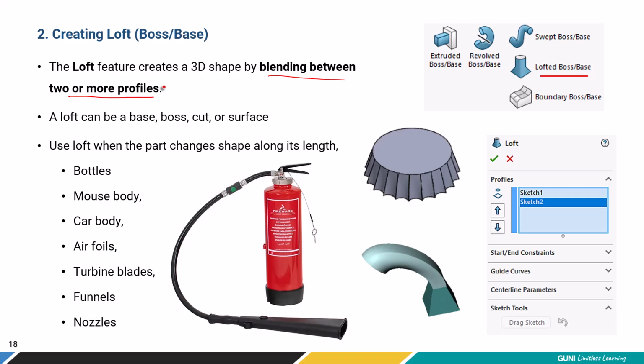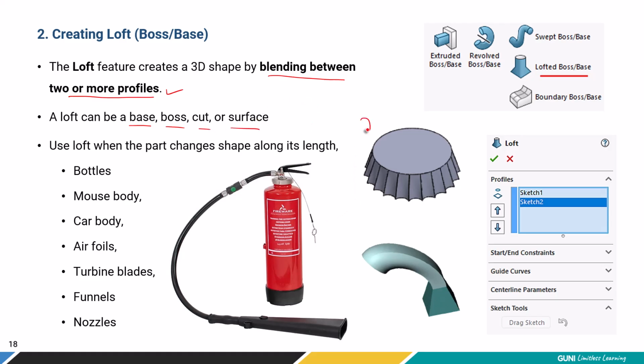This is the clear cut difference between sweep and loft. In sweep, we have only one profile which follows the path. Here we are going to connect two or more profiles of different shape or the same shape. So loft can be base, boss, cut or surface.